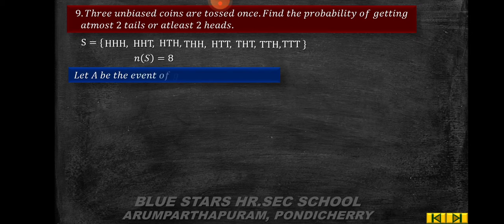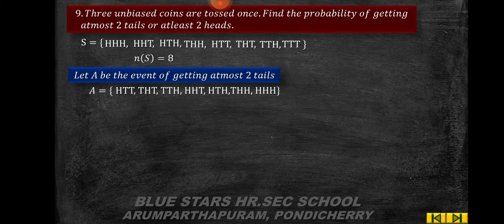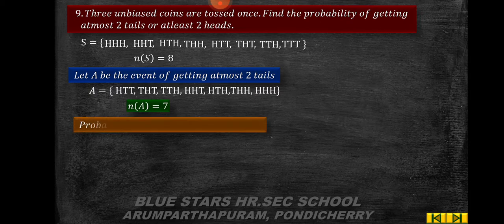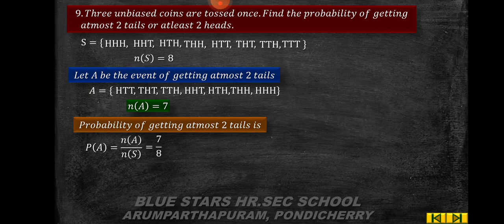Let A be the event of getting at most 2 tails. So A is equal to HTT, THT, TTH, HHT, HTH, THH, HHH. At most 2 tails means it can have 1 or 2 tails. So n of A is equal to 7. Probability of getting at most 2 tails, P of A, is equal to n of A by n of S, which is equal to 7 by 8.